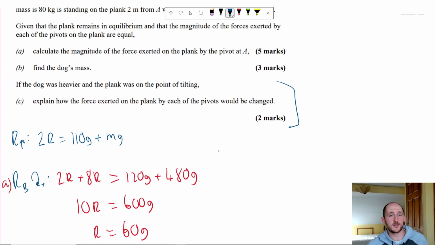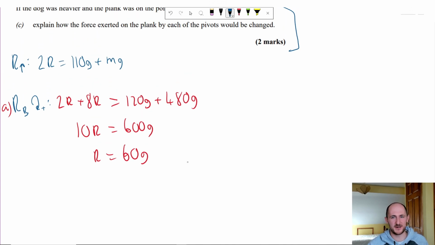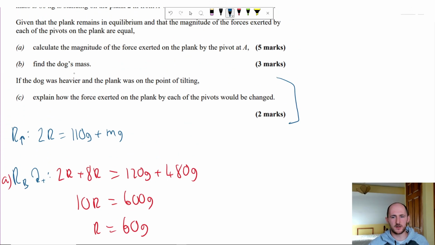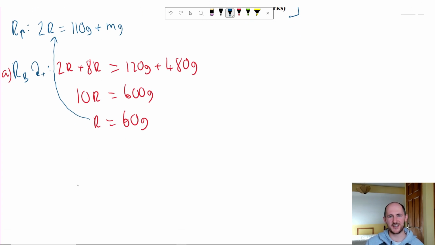For 5 marks. It's pretty good, right? 5 marks for 3 lines of working out. Part B, find the dog's mass. Well, it's a good thing I did that resolving, because I have an equation for the dog's mass in terms of R, and I now know what R is. Isn't that convenient? So, for part B, we can just sub that straight in.